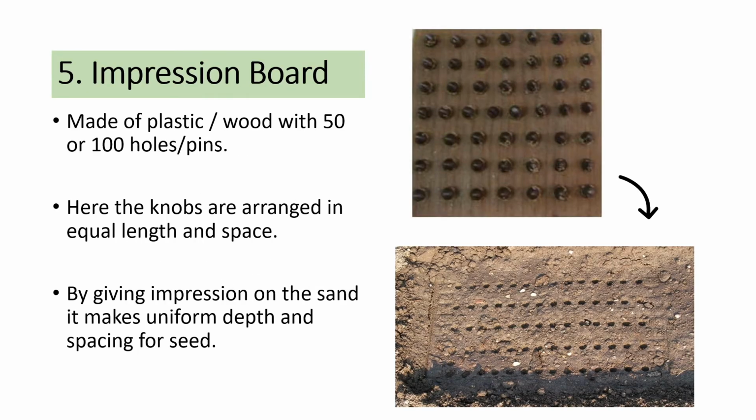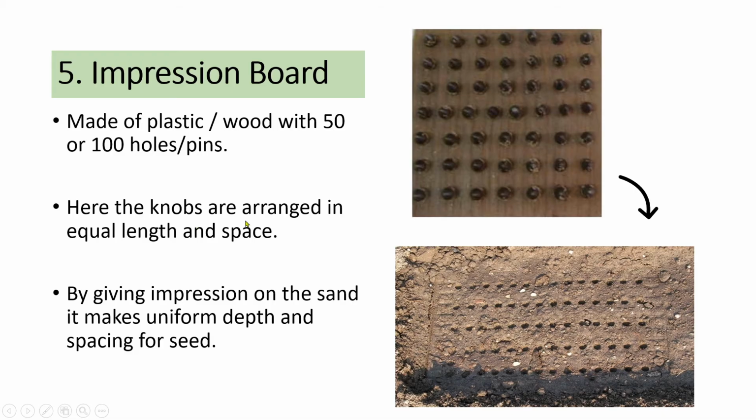The next equipment is the impression board. So what is an impression board? It is a board in which we have protrusions or pins, 50 to 100 of them. It is useful in making holes in the tray or the substratum where the seed is supposed to be sown.